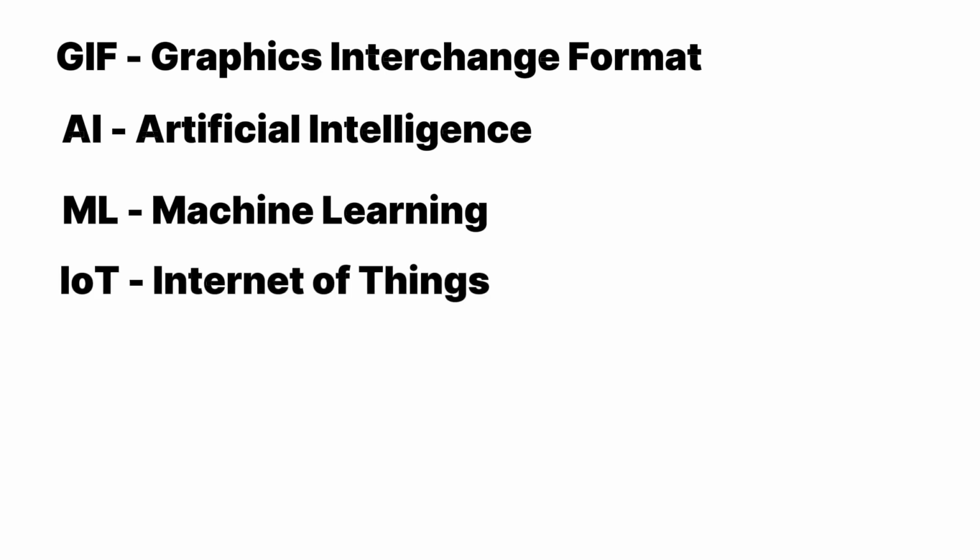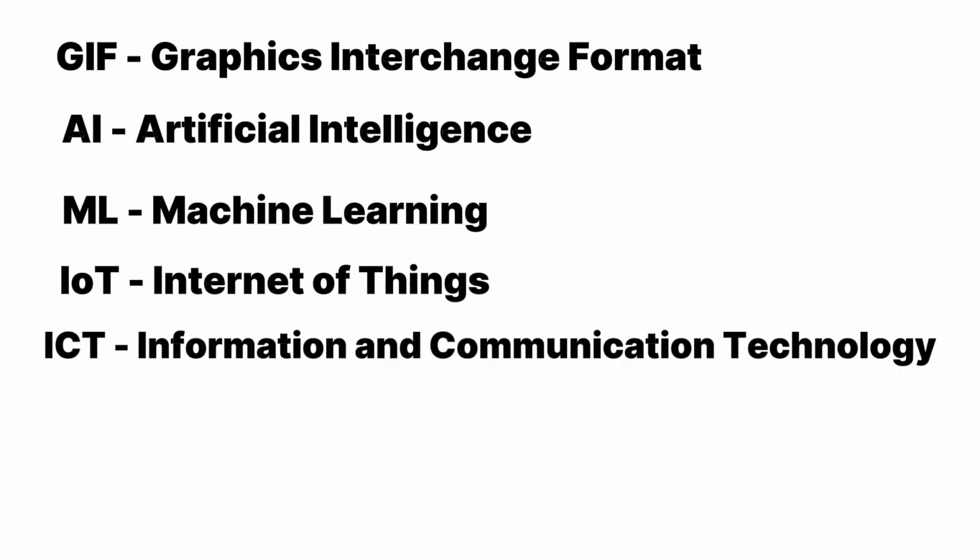IoT. IoT stands for Internet of Things. It refers to physical devices connected to the internet that can collect and exchange data. ICT. ICT stands for Information and Communication Technology. It includes technologies used to create, store, process, communicate and share information.